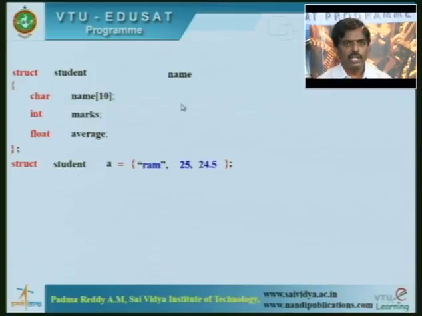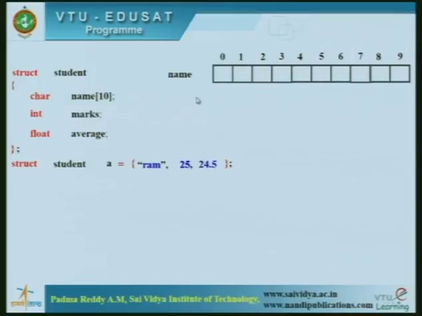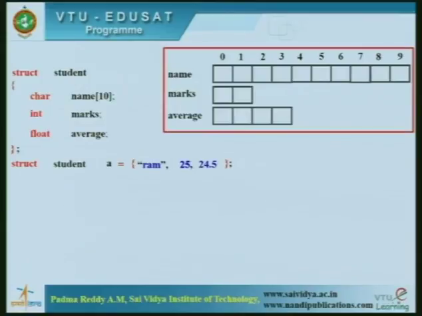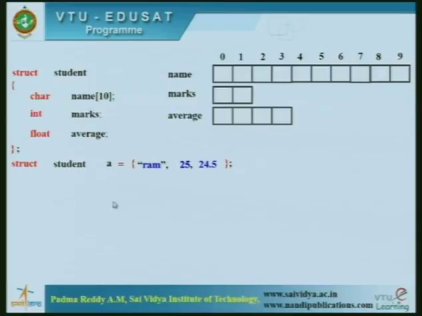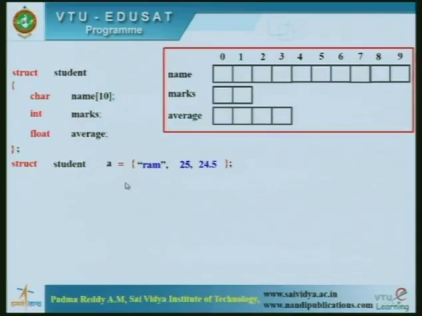For which field? Name field. For name, 10 bytes, and then for marks how many bytes? 2 bytes. And then average is of type what? Float. So average takes how many bytes? 4 bytes. Now the entire block is identified by the name. What is the name given here? The name given here is A. So the entire block is identified by the variable A.